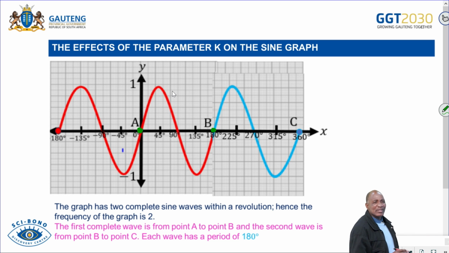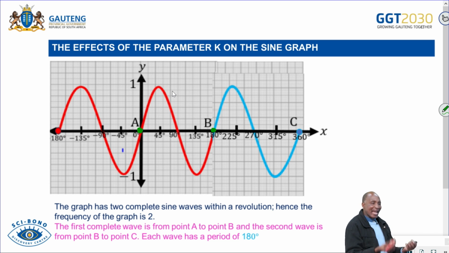Maybe that's the effect of that too. Because I remember on the original it was just 1 complete wave in a revolution. This time I'm now seeing this red part A to B, B to C. Those are complete cycles on their own. What does this mean? It means there are now 2 complete sine graphs within a revolution by introducing that 2.